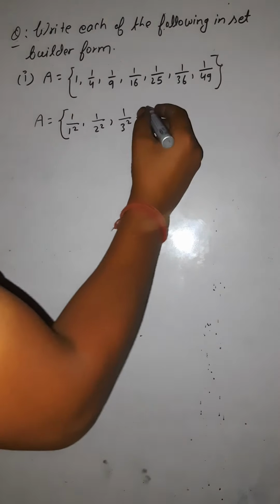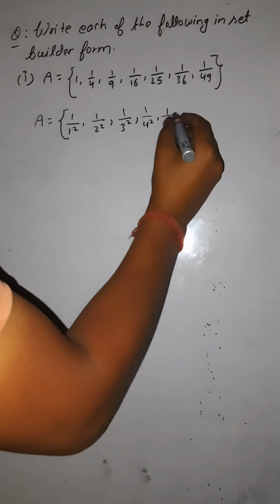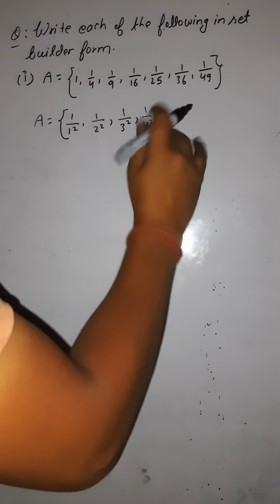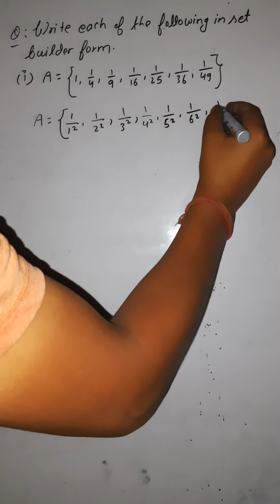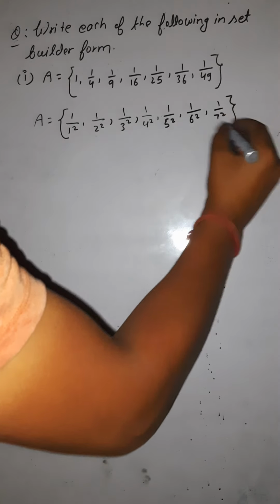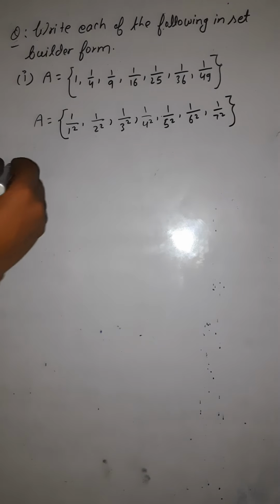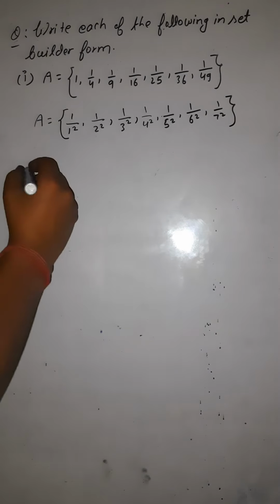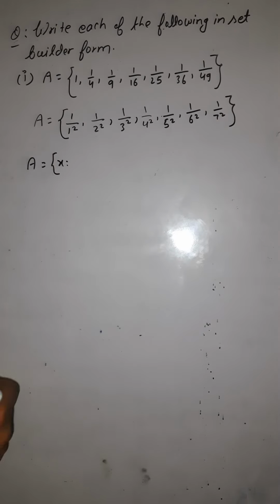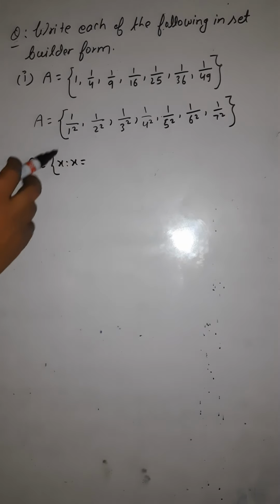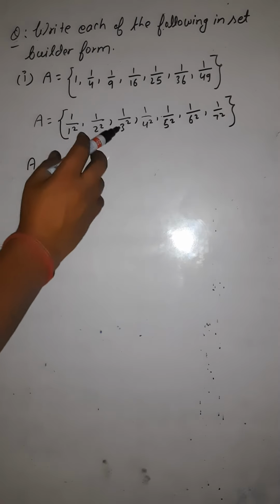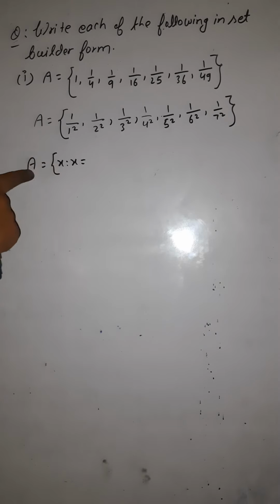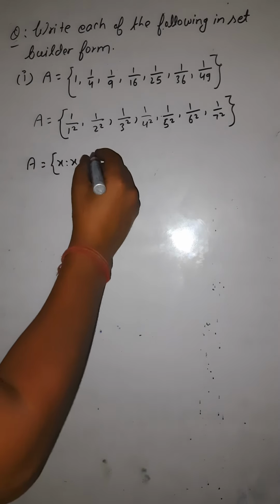Similarly, square of 4 is 16. Square of 5 is 25. Square of 6 is 36 and square of 7 is how much? 49. Are you getting? Very good. Now if you see, I would write this in set builder form. So the set A contains the element x such that x is what? If you see, all these squares are here, all these are the natural number. 1, 2, 3, 4, all are the natural number. So set A contains the element such that x is of the form 1 by n square.